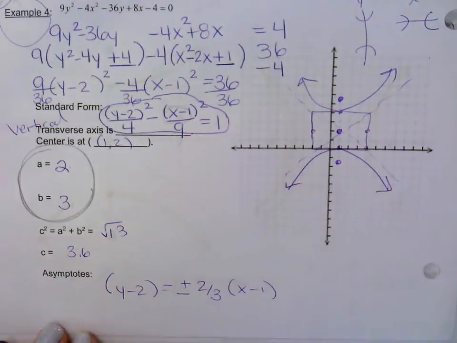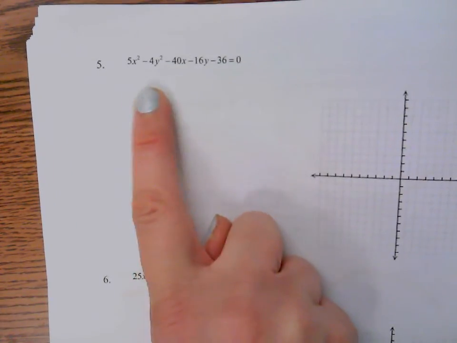So now you're going to skip ahead. The last one I want you to try for hyperbolas today is seeing if you can complete the square yourself on number 5.